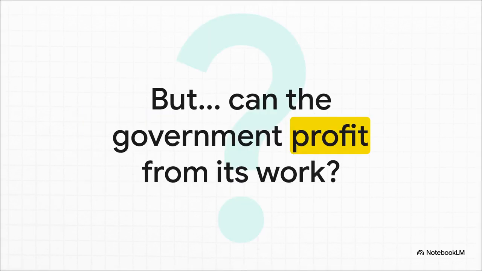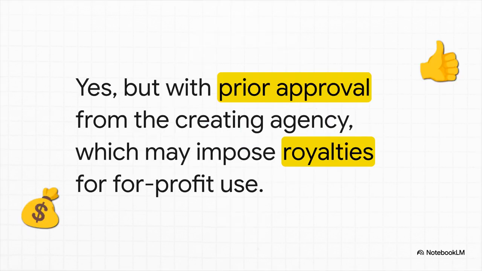But there's always a but, right? There's always an exception. What if someone wants to take that government work and use it to make some money? And the answer is, yes, they can, but there's a catch. If you want to use a government work for profit, you have to get approval from the agency that made it first. And get this, they can even charge you royalties. So no copyright doesn't mean it's a commercial free-for-all.